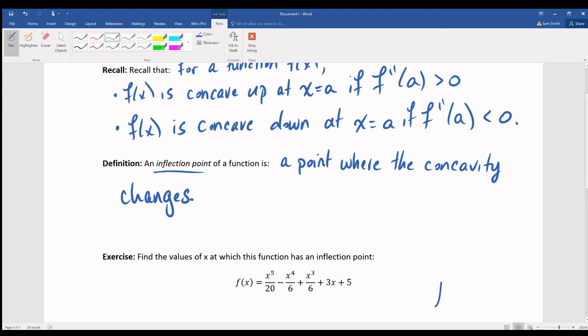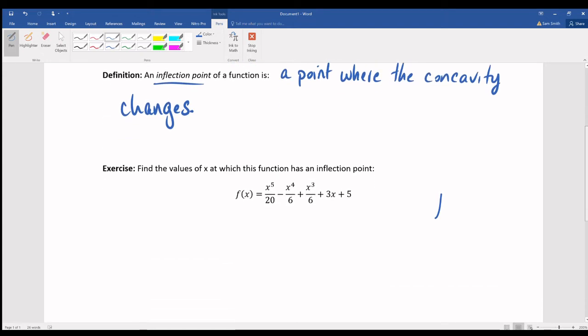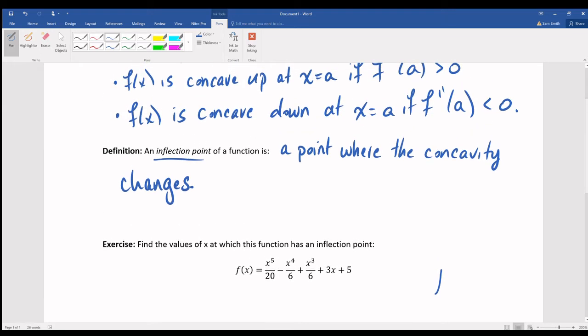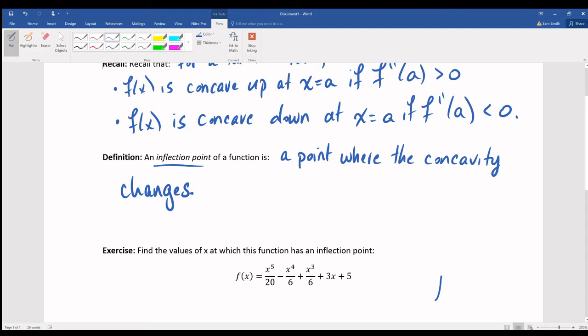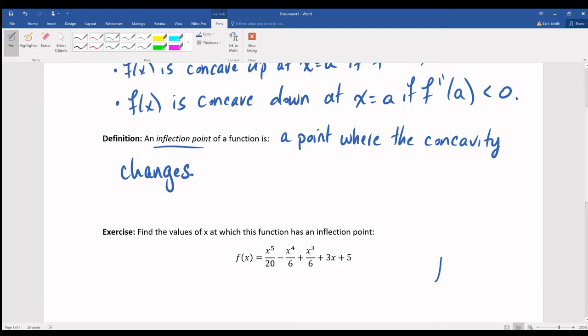So let's test our understanding of this definition with the following function. Find the values of x at which this function has an inflection point, and we're given this polynomial. Now, if concave up means that the second derivative is positive, and concave down means that the second derivative is negative, then the function is likely to change concavity at a point where the second derivative is exactly 0, because 0 is right in between positive and negative.